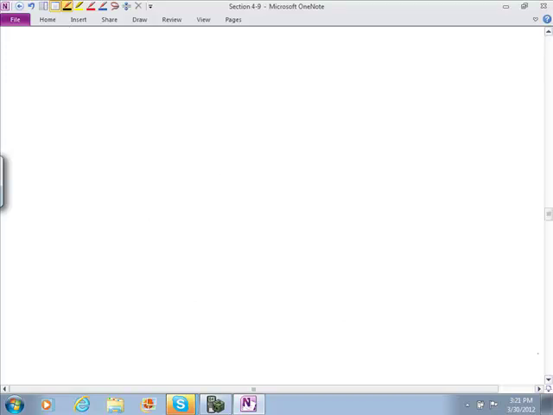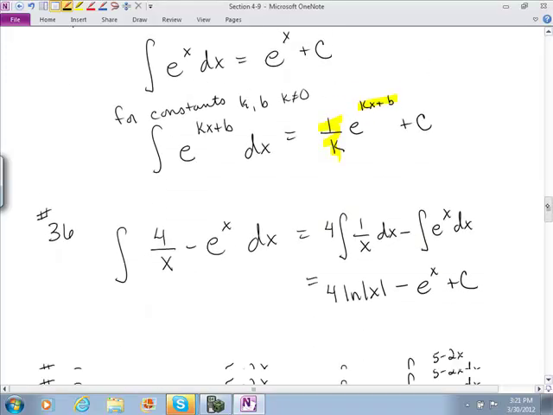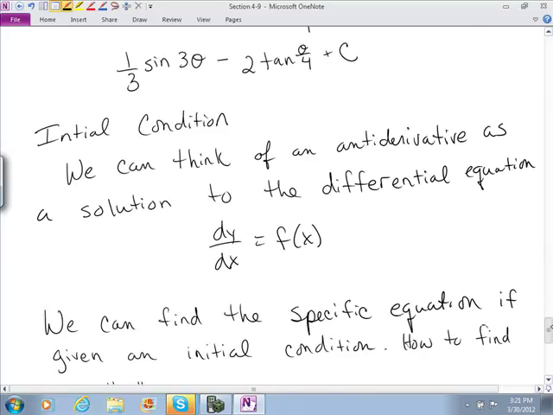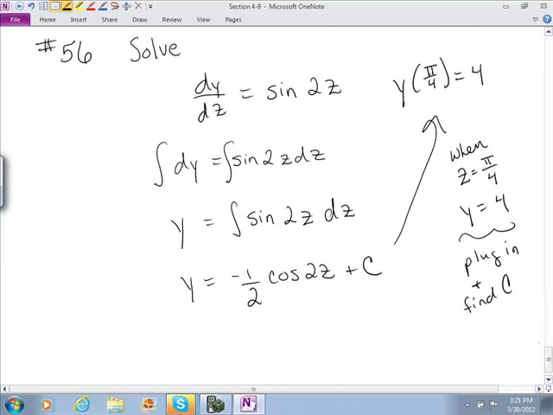All right, so how do we do that? Oops, I lost my page, sorry. There it is. Okay, so y is equal to 4, so I'm going to put a 4 in for y, and then I have negative 1/2 cosine 2, and instead of z, I'm going to put pi over 4, and then plus c. So I just have to solve for that. This isn't going to be too bad.